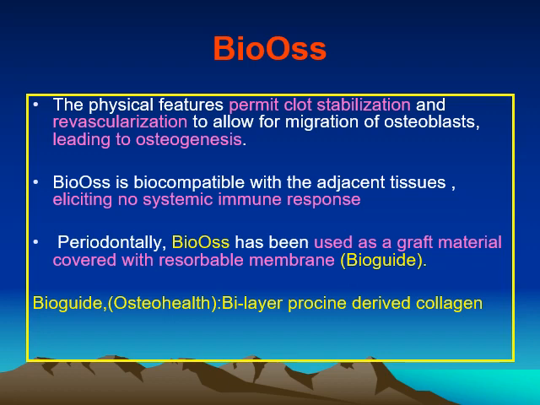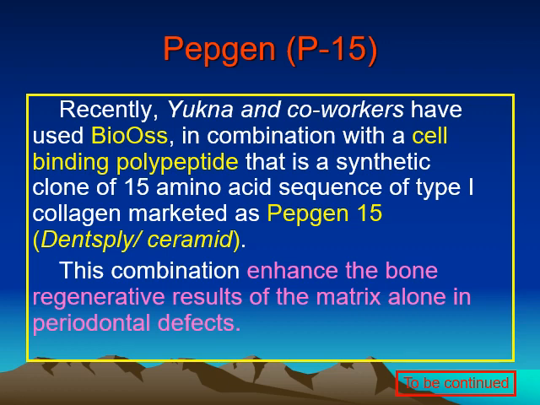Periodontally, Bio-Oss has been used as a graft material covered with a resorbable membrane, Bio-Gide. Bio-Gide from Osteohealth is also a bilayer porcine-derived collagen. Recently, Yukna and co-workers have used Bio-Oss in combination with a cell-binding polypeptide that is a synthetic clone of a 15 amino acid sequence of type 1 collagen, marketed as PepGen P-15, from Dentsply Ceramed. This combination enhanced the bone regenerative results of the matrix alone in periodontal defects.